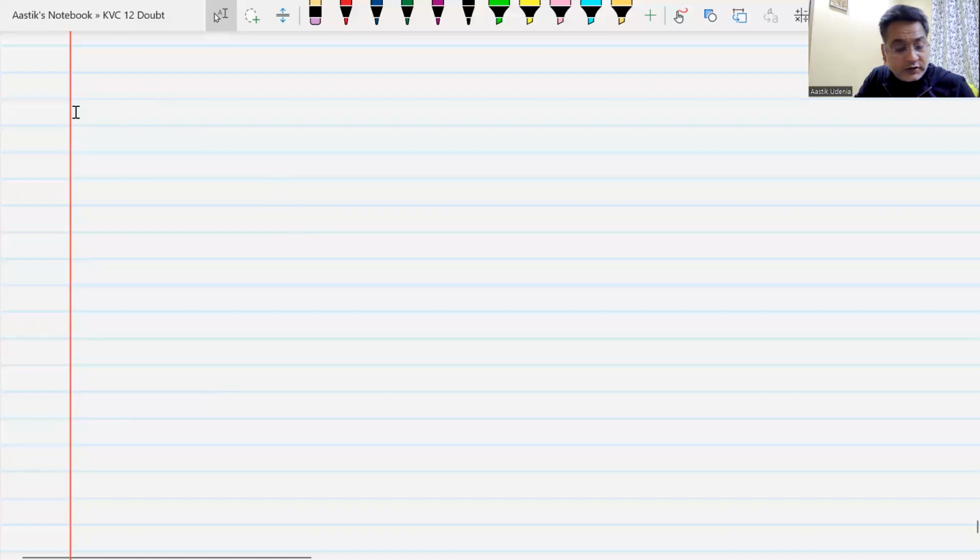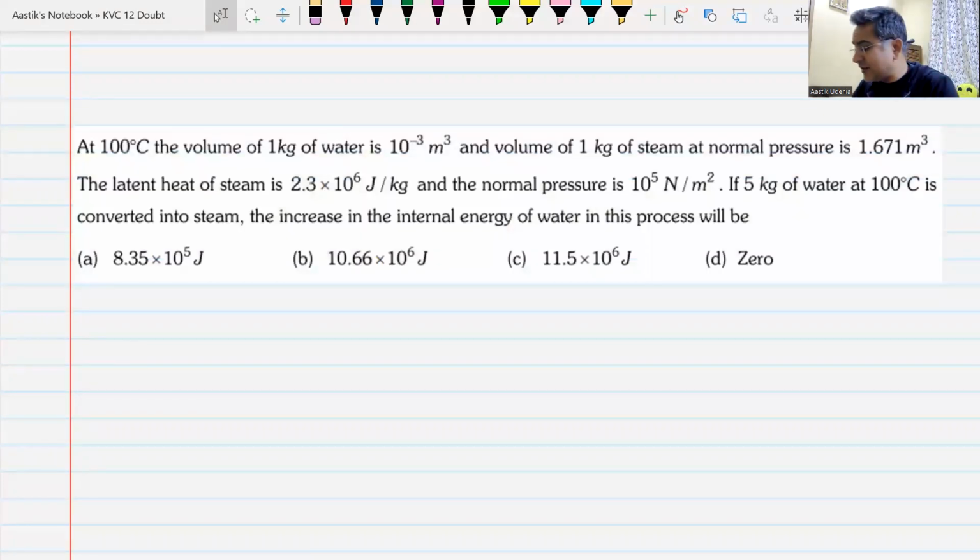Well, life moves on with this particular question, and the same question I have done in all my classes before. You can see there is a striking similarity between this question and the question that eventually came in last year's JEE. I've been repeating this question many times. I'll give you a chance to do this. At 100 degrees Celsius, the volume of 1 kg of water is this. The volume of 1 kg of steam is this. The latent heat of steam is this. The normal pressure is this. 5 kg of water at 100 degrees Celsius is converted into steam. What is the increase in the internal energy of the process?